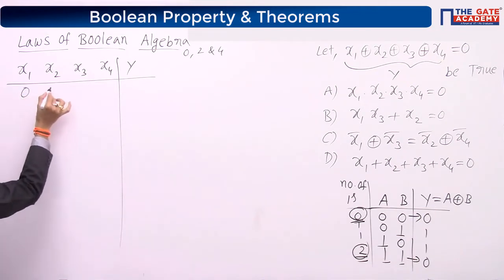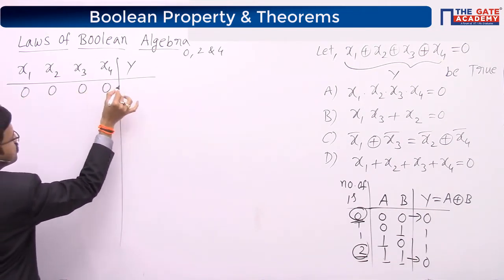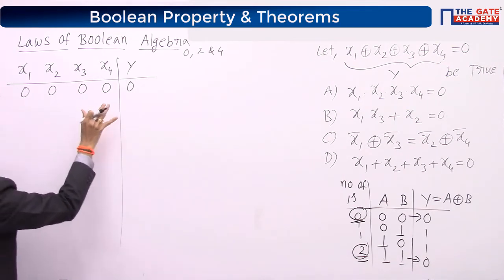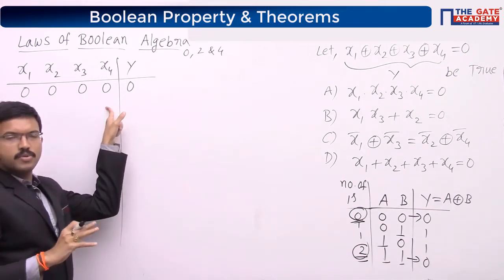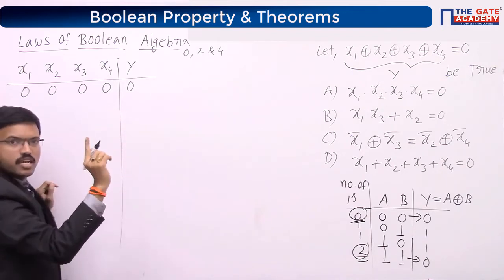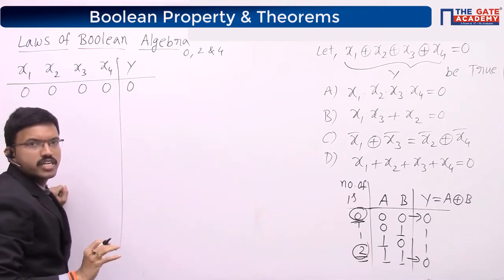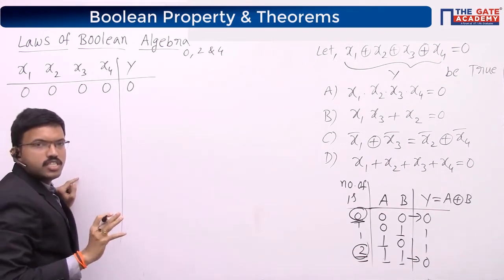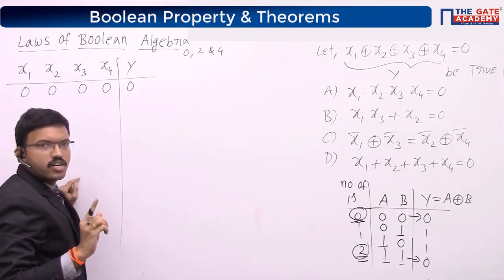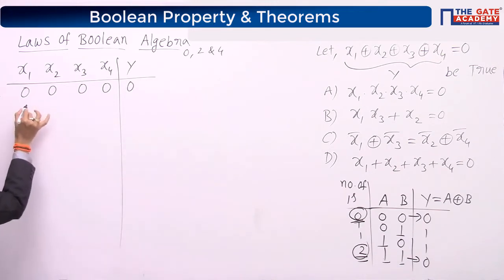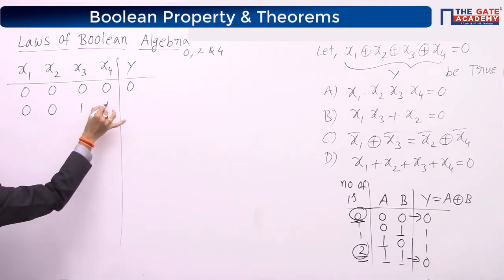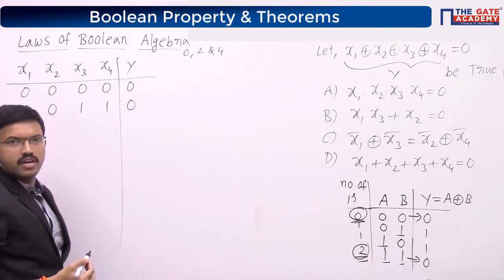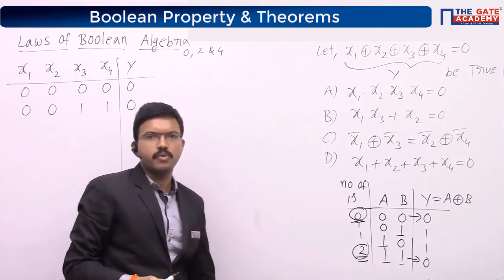So the first case is 4 zeros, output is 0. Next, 0001. You are having only a single one, that is an odd number, so I won't consider it. Next number is 0010. 0010 also has a single one, that is an odd number, so I won't consider it. Next, 0011. Here the number of ones is 2, right? So the output is 0. Write the first 4 combinations in ascending order.